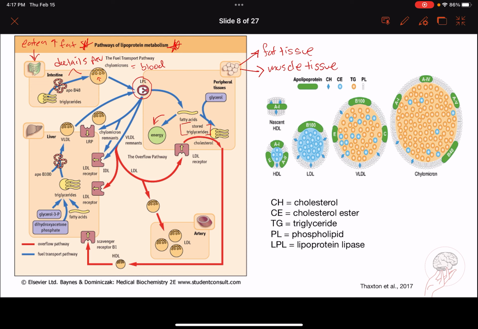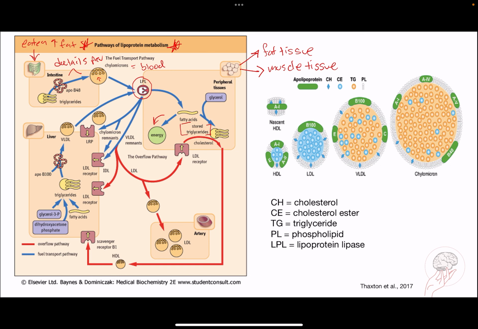So if our chylomicron doesn't donate everything it has to the peripheral tissues, it gets sent to the liver. So let's say this was 1, this was 2, here's 3. All right, so we have what's called a chylomicron remnant, meaning it has donated some, but not all, of its triglycerides.